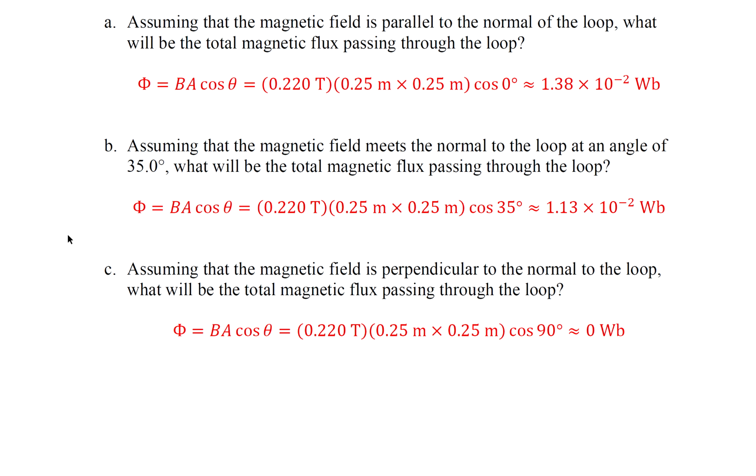Part C, assuming that the magnetic field is perpendicular to the normal of the loop, what will be the total magnetic flux passing through the loop? Well, now theta is 90 degrees. So 0 magnetic flux passes through this loop.